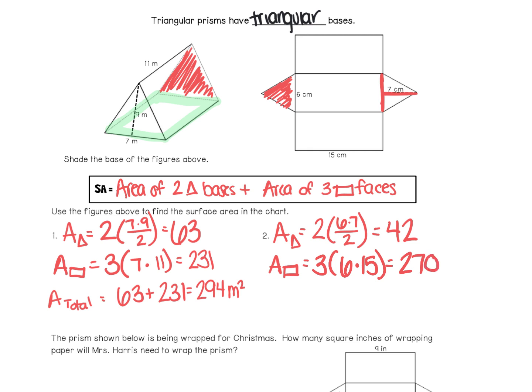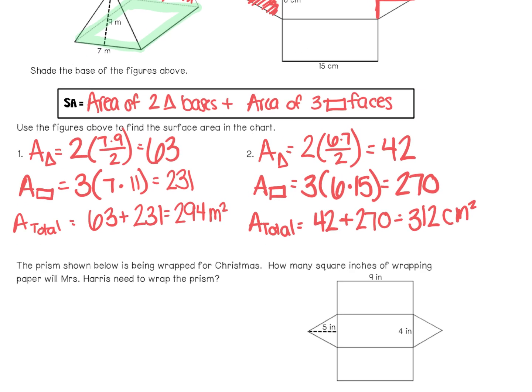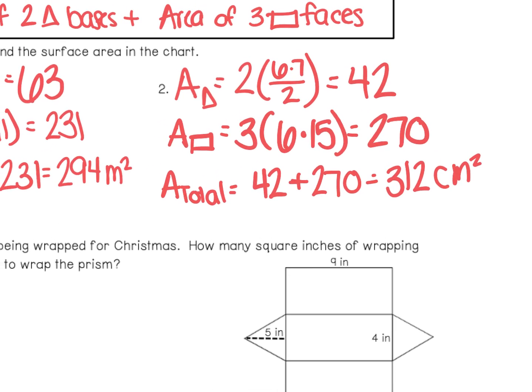So then once we have that piece, we've got our triangles and our rectangles. All we're going to do is total it up. So 42 plus 270, 312 centimeters squared. Zoom in, give you a second to make sure you've got that copied. And if you have questions, you're looking back through it and you don't know where I'm getting these numbers from, let me know, we can run down the example.